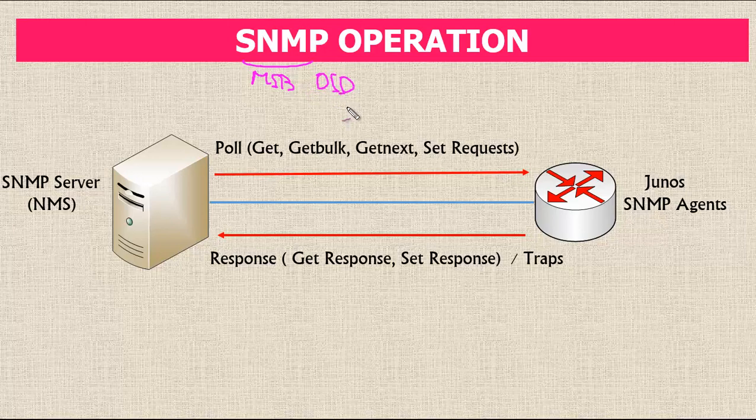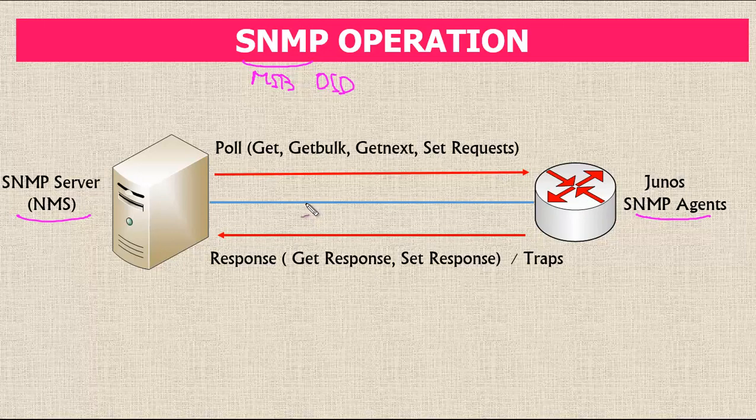To monitor your devices through SNMP, you need an SNMP server or NMS, Network Management System or Network Management Server. For example, SolarWinds, Nagios, PRTG or many other monitoring servers. And here we have agents on our devices. When we configure SNMP on our device, these agents are active and they're ready to send information.